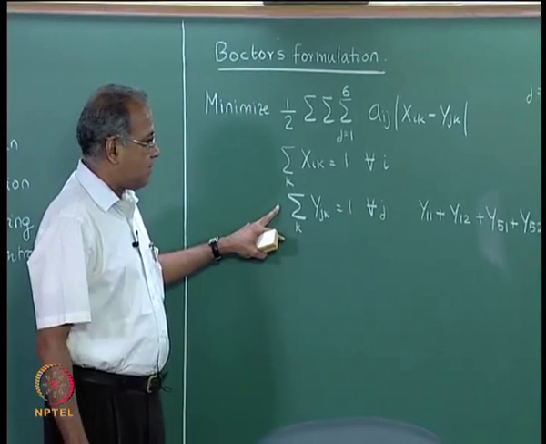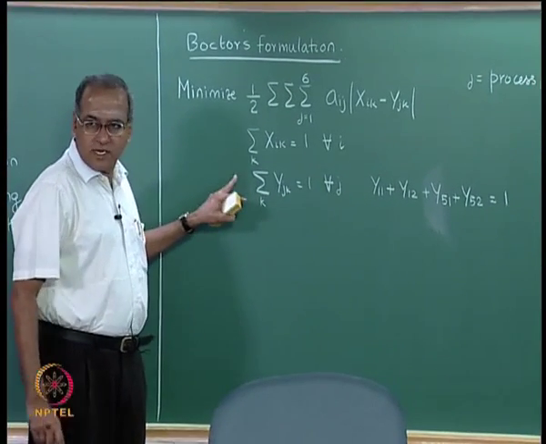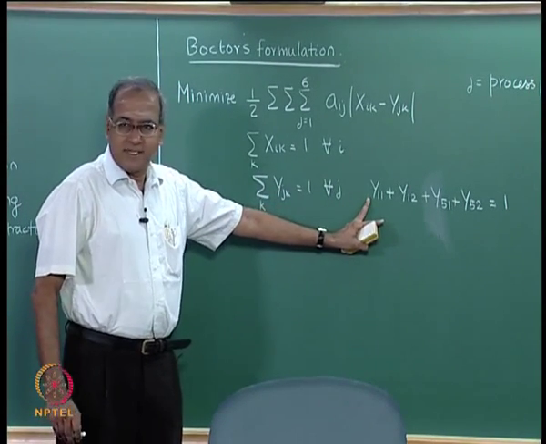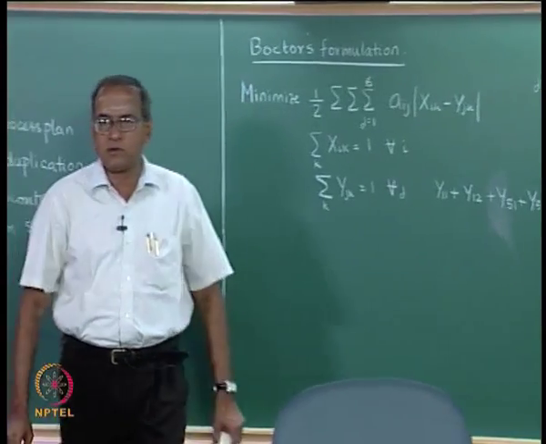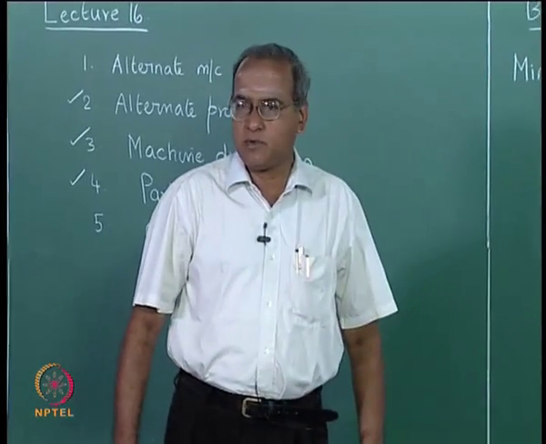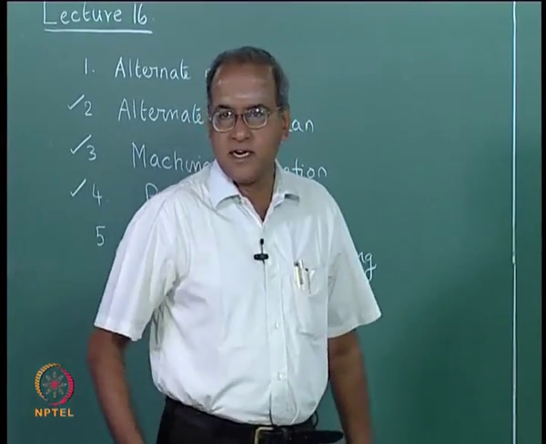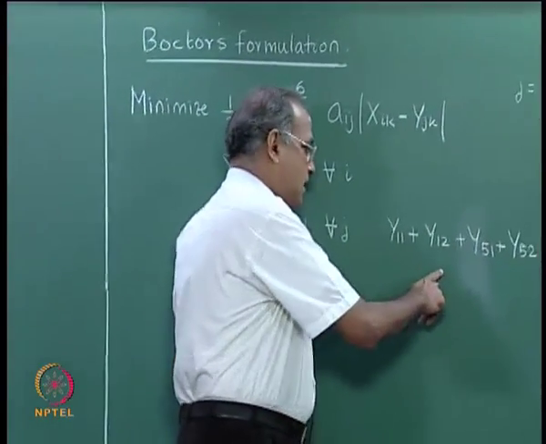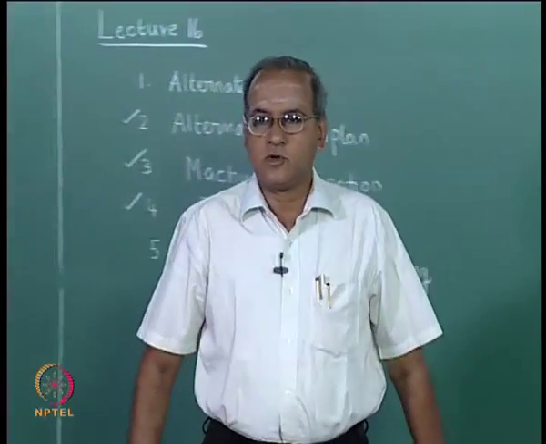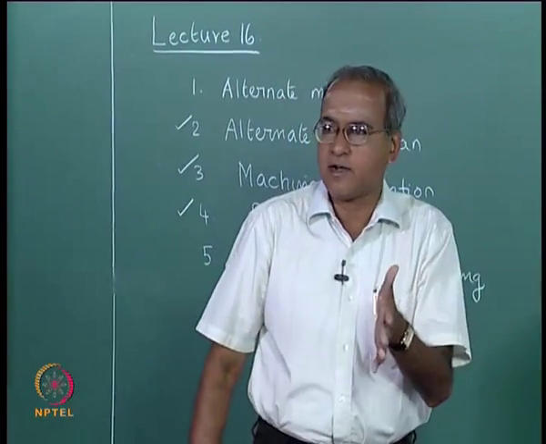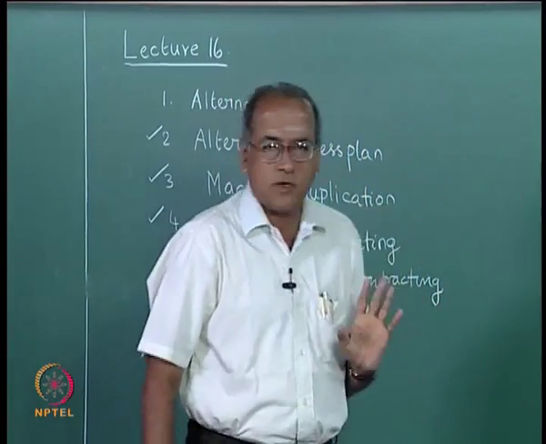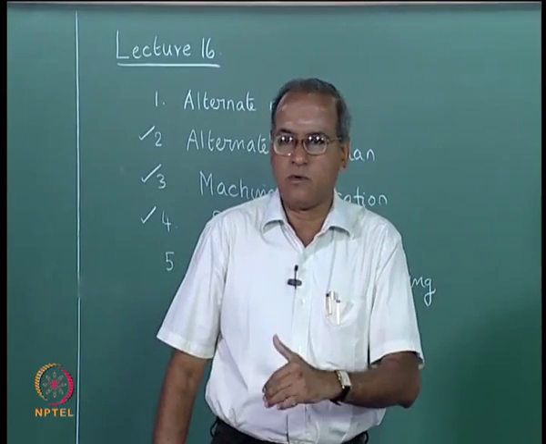So, here there will be only 4 constraints. The first constraint will be like this, the second constraint will be y21 plus y22 equal to 1, the third constraint will be y31 plus y32 equal to 1, the fourth constraint will be y41 plus y42 plus y61 plus y62 equal to 1. So, process plan 2 is chosen definitely and goes to either group 1 or group 2, 3 is chosen, it will go to either 1 or 2.